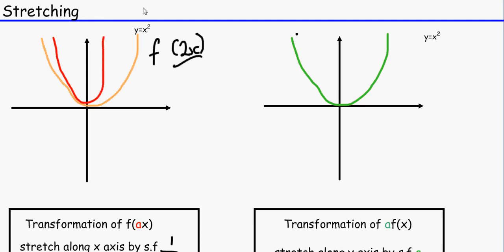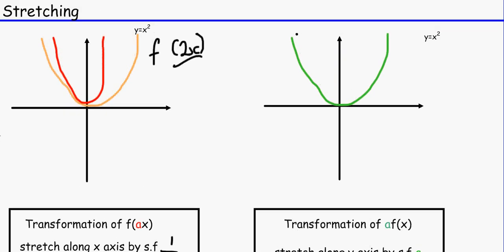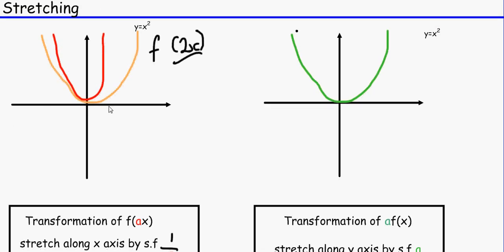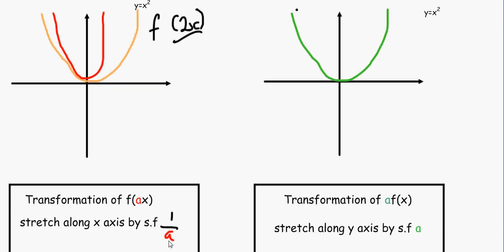It will look thinner, okay? It's gone on a diet. When it's inside the bracket, it's gone on a diet. The transformation f of ax means we stretch it along the x-axis, or parallel to the x-axis, by the scale factor of 1 over a. So for example, if this was 2x, we've stretched it by a half.